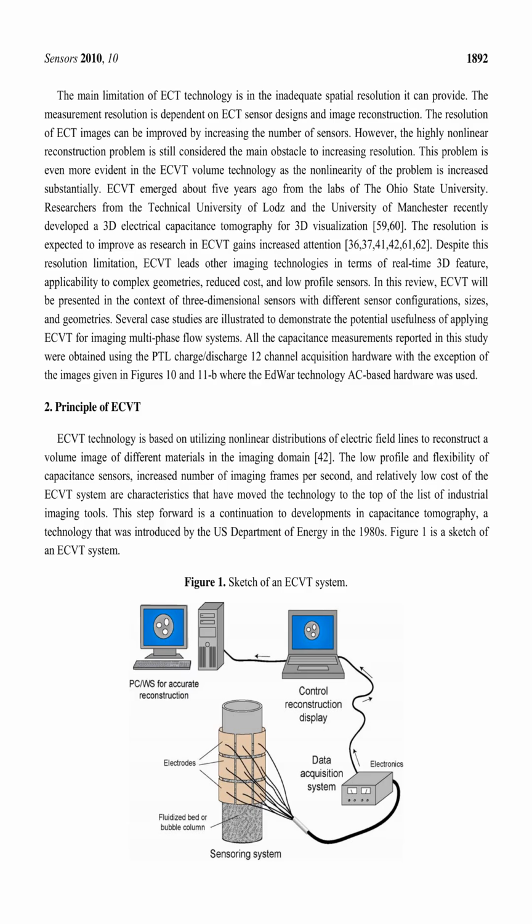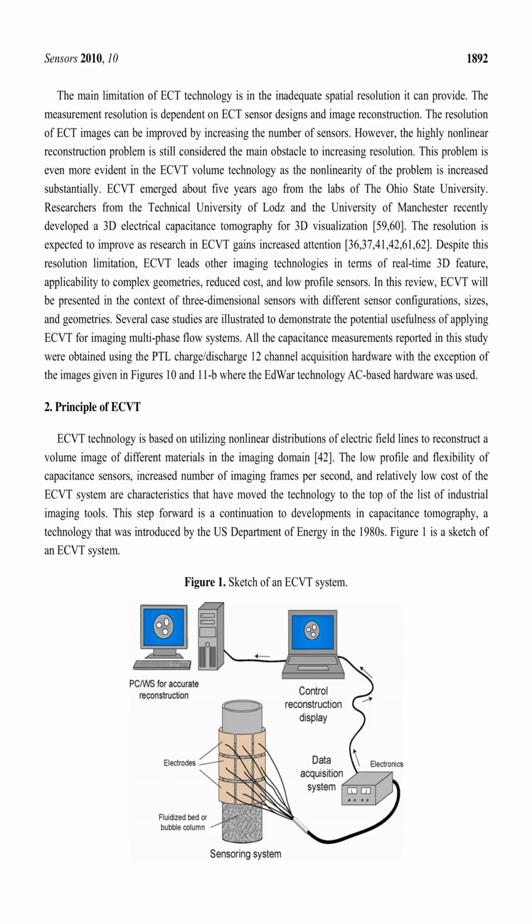Principle of ECVT. ECVT technology is based on utilizing nonlinear distributions of electric field lines to reconstruct a volume image of different materials in the imaging domain. The low profile and flexibility of capacitance sensors, increased number of imaging frames per second, and relatively low cost of the ECVT system are characteristics that have moved the technology to the top of the list of industrial imaging tools. This step forward is a continuation of developments in capacitance tomography, technology that was introduced by the U.S. Department of Energy in the 1980s.